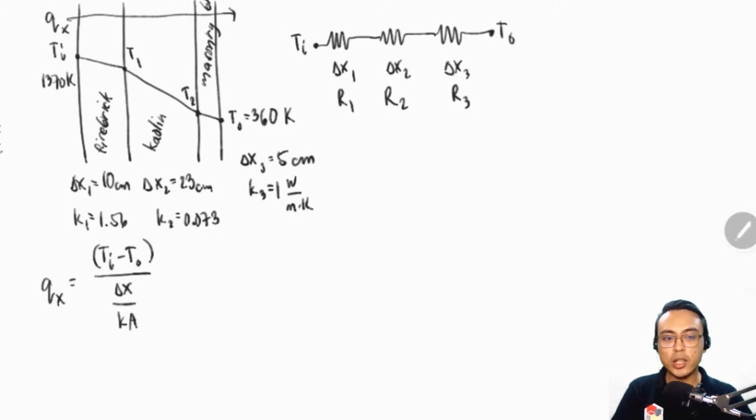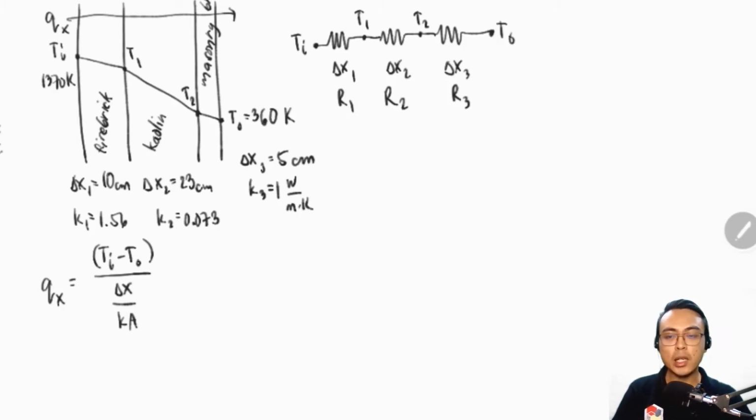The next question is, where in our diagram are the junction temperatures T1 and T2? Remember, T1 exists between the fire brick and the kaolin brick. That's between R1 and R2. So therefore, we can say that T1 exists here in the middle of delta x1 and delta x2. And T sub 2 or T2 exists here in the middle of delta x2 and delta x3. Okay, so these 2 representations are equivalent. We call this an equivalent circuit.